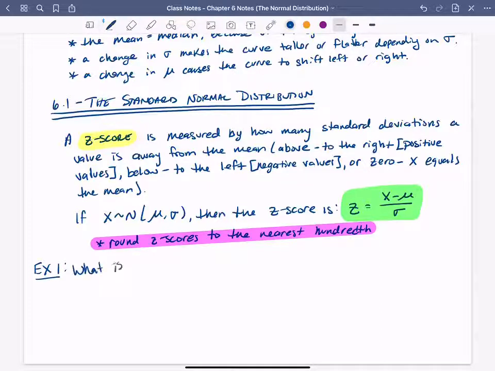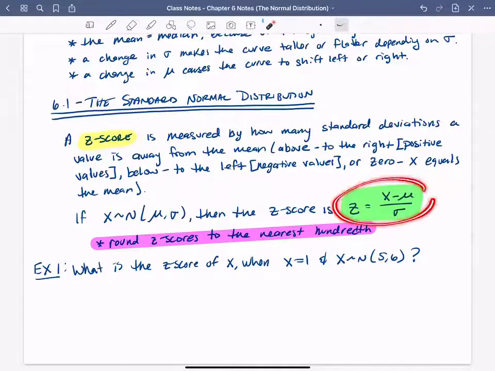what is the z-score of x when x equals 1 and x has a normal distribution 5, 6. So from this, you should identify a few things. To find the z-score, you think about our formula, which is in green right there.